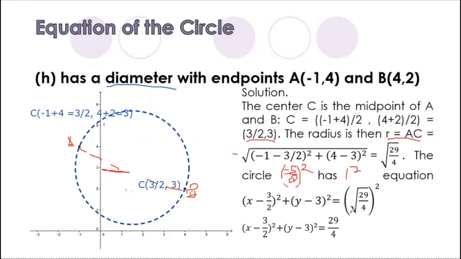Then, gamitin na natin yung standard form of equation of a circle. So, x minus 3 halves square plus y minus 3 square. Then, yung kanyang radius r, square root of 29 over 4 square. Siyempre, pag in-square natin ang square root symbol, maeliminate na yung square root. Matitira na lang yung radicand, which is 29 over 4. At, ito na yung ating standard form of equation of a given circle with a diameter of point A and point B. And that's it.